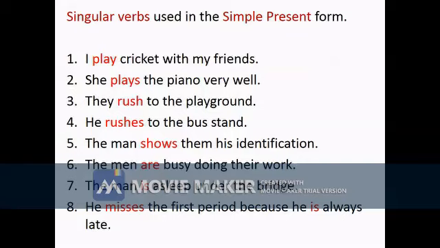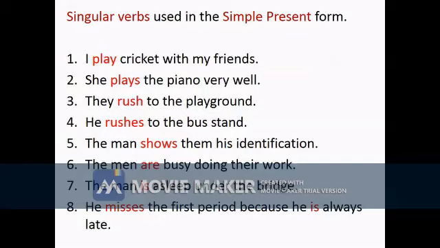The man shows them his identification. The men are busy doing their work. The man is asleep under the bridge. He misses the first period because he is always late.